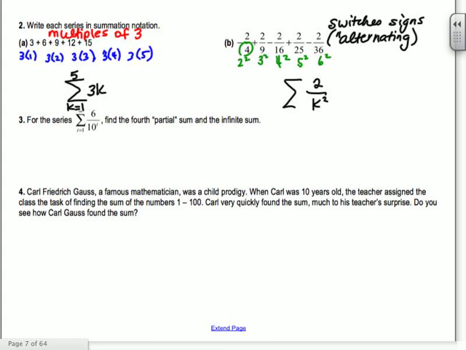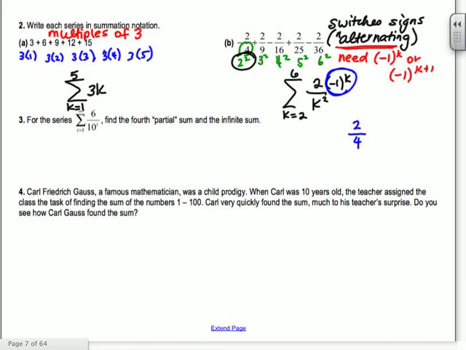Whenever something is alternating, that means you will need either -1 to the k or -1 to the k plus 1. One of those will work. We don't know which one. So let's say I put in -1 to the k. I'm starting at k equals 2, because it's 2 squared, and going to k equals 6. So plug in 2: you have -1 squared, which is 1, times 2, so you get 2 over 2 squared, which is 4. Is 2/4 the number that I want? No, I want -2/4.